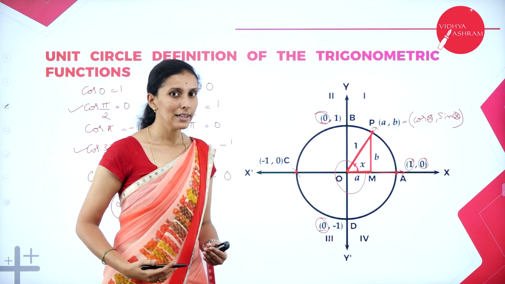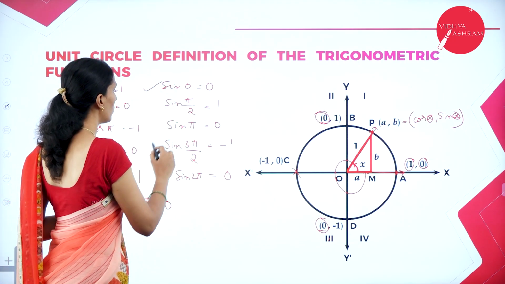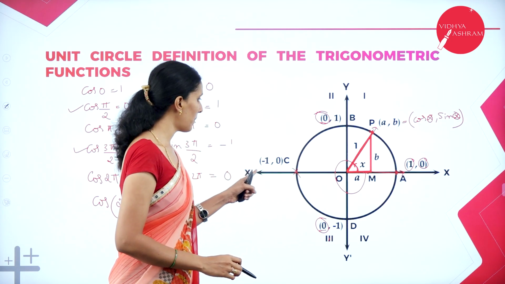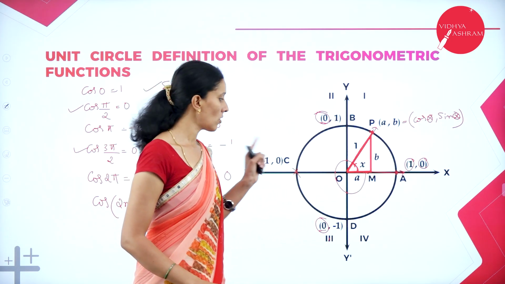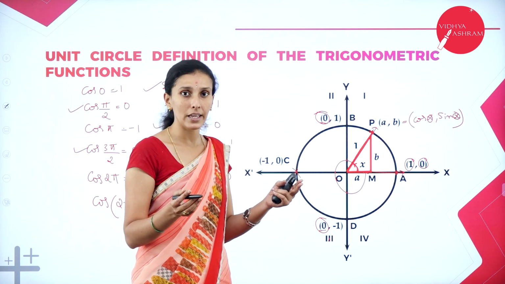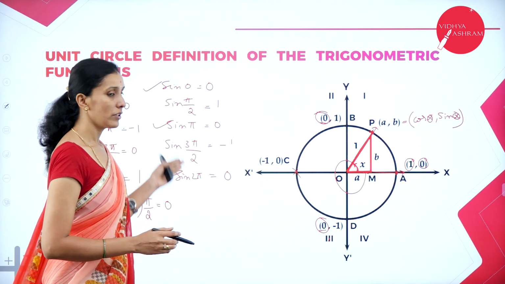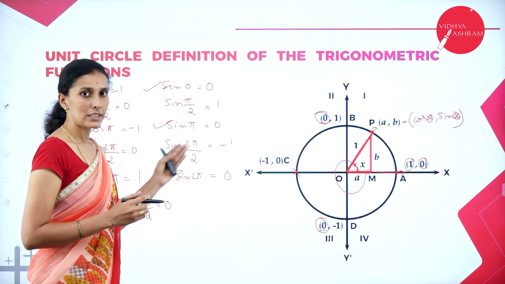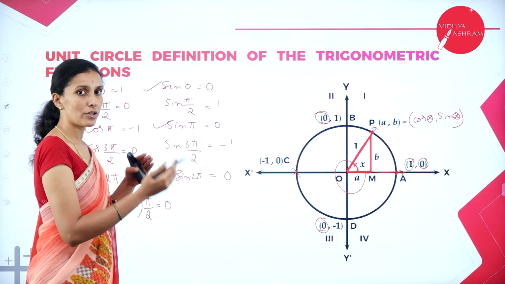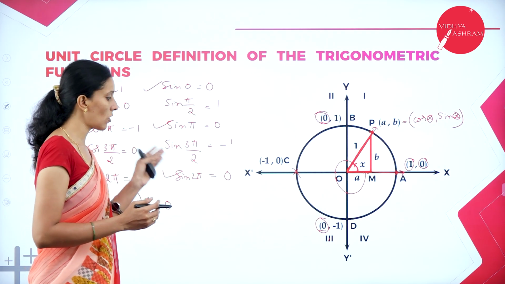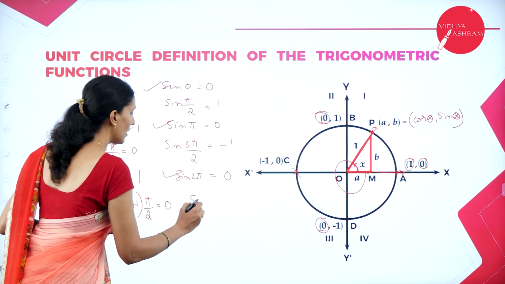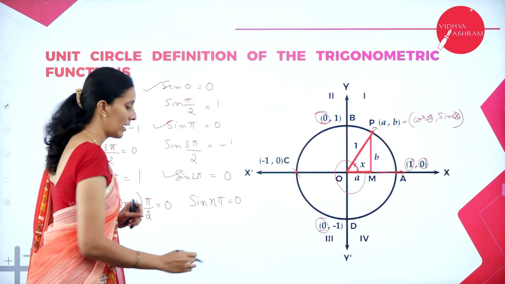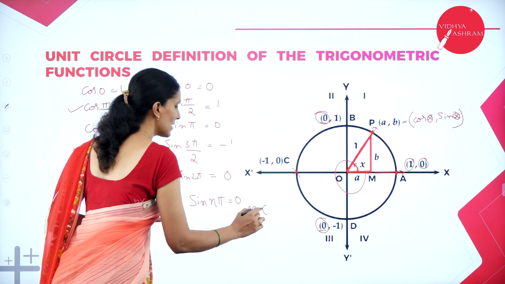Next, similarly, you can see sin 0, sin pi, sin 2 pi. That is, on the x-axis, the y value is 0. So therefore, the sin function becomes 0. That is, for any multiple of pi, that is 180 degrees, 360 degrees, similarly 360 plus 180, like that it goes on. So for any multiple of pi, the value of the sin function is 0. Here n belongs to the set of integers.